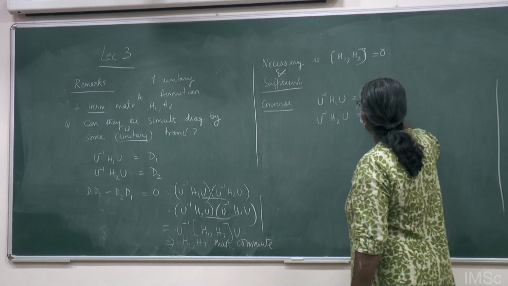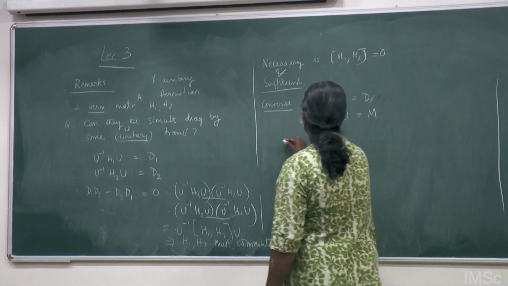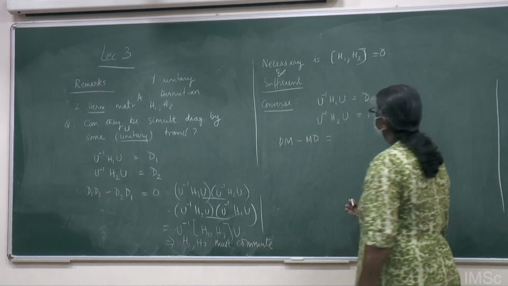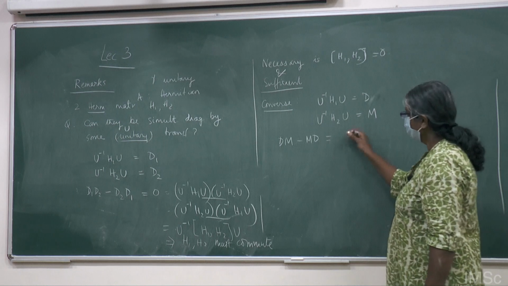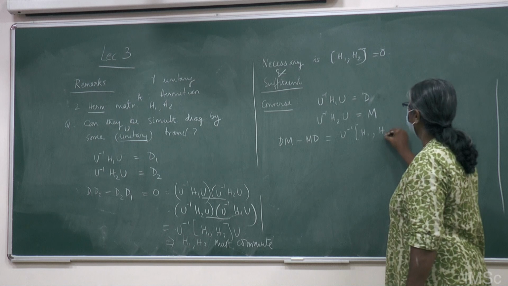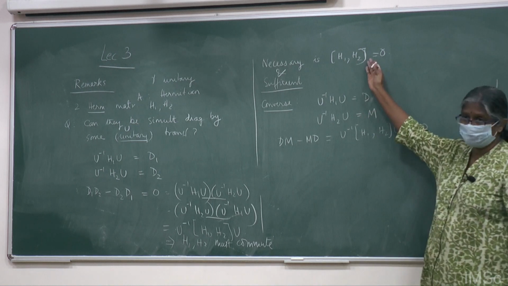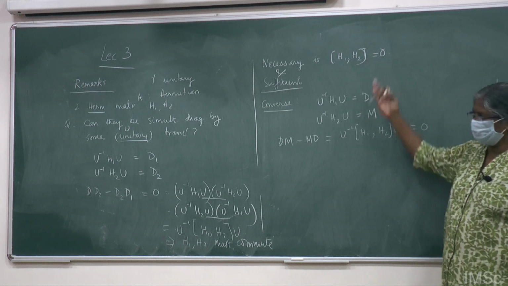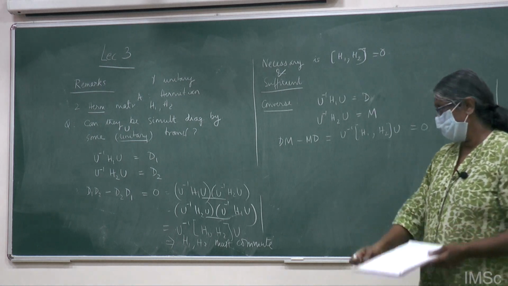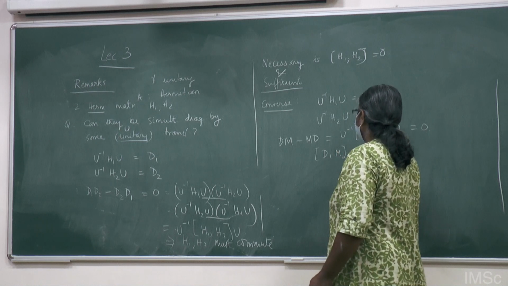So now I have only one D, I don't need D1 and D2. So again I construct D1 D2 minus D2 D1. So what is that? Dm minus Md. Nothing has changed on the left hand side. So this is equal to U inverse H1 H2 U, that is equal to 0, because we already showed the necessary condition is that they commute. We are only talking about sufficient condition. So it tells you that Dm and Md are 0, which means that D and M commute.